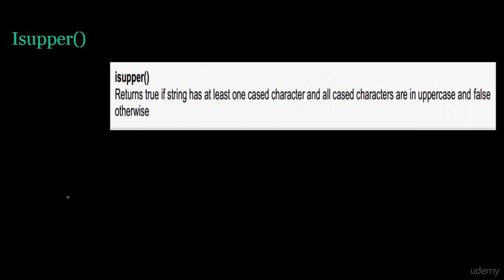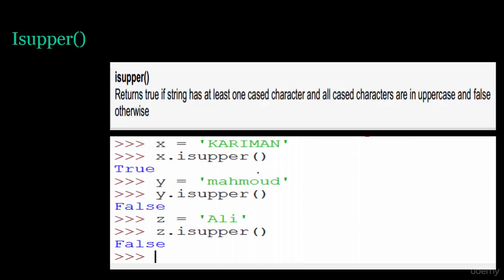Is upper returns true if a string has at least one cased character and all the cased characters are in uppercase, and false otherwise. If we look here, x equal to Kariman, if I type x dot is upper, it will give us true because all letters are upper, capital.